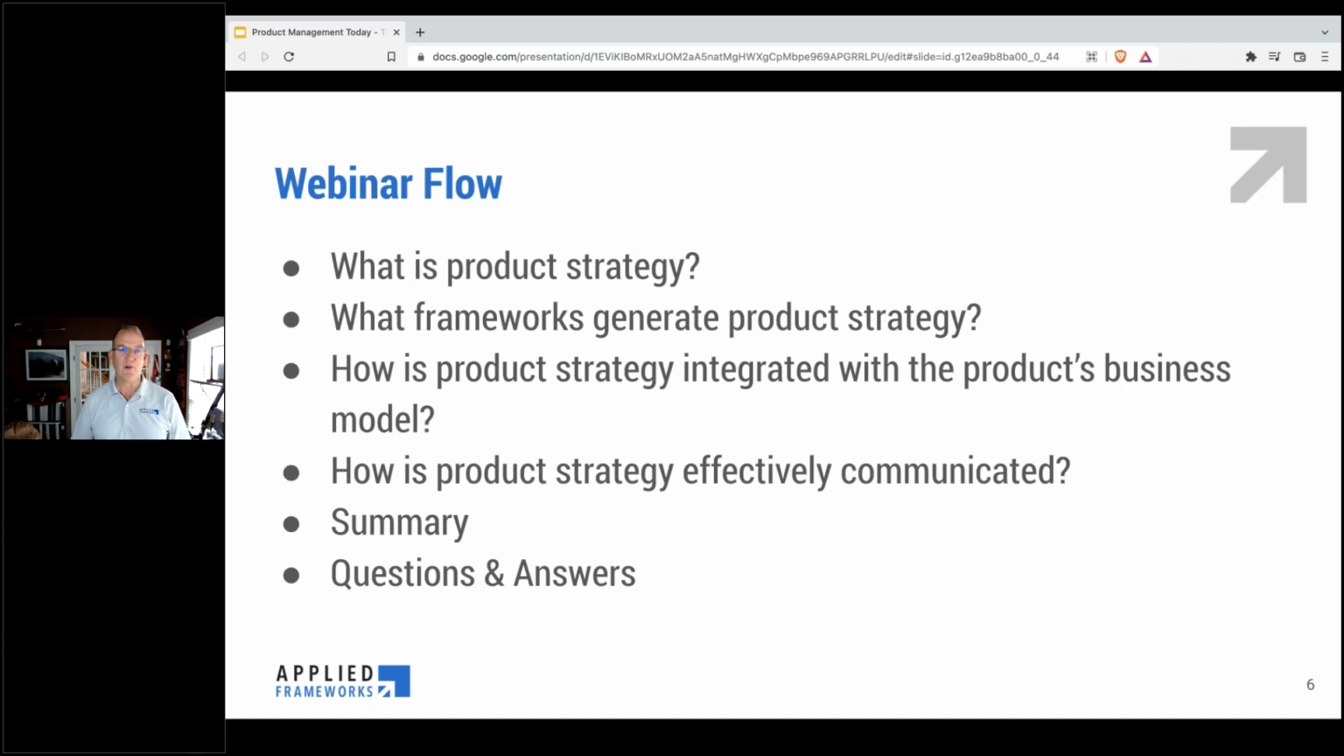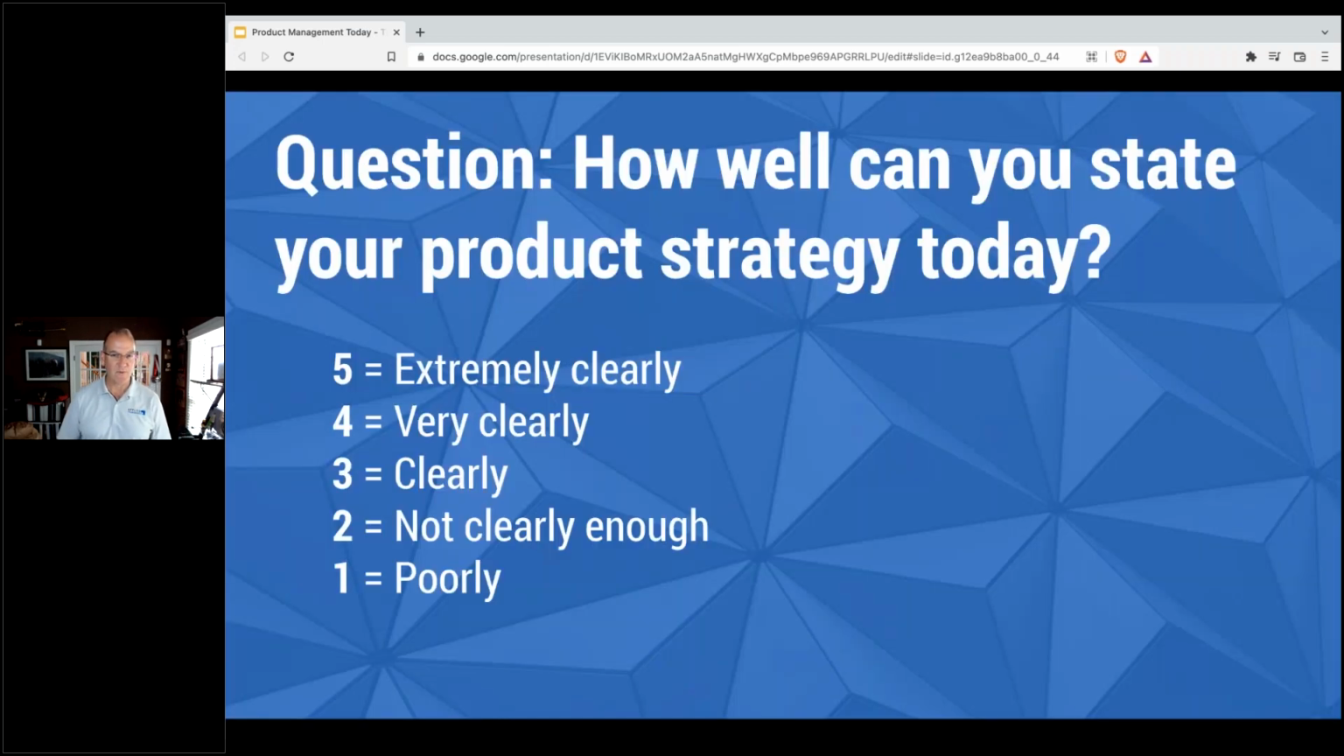And I actually do want to start with a question. Just so I have some sense of where everyone might be, I want to start with a question for you to answer in the chat window, which is, how well can you state your product strategy today? If it's extremely clear or your communication is very clear, it's a 5 or a 4. If you can state your product strategy clearly, average, a 3. Not clearly enough, if you're here so you can find some better ways, a 2. Or if it's just poorly, you struggle with it, it's a 1. So in the chat box, if you enter 5, 4, 3, 2, or 1, that'd be really helpful.